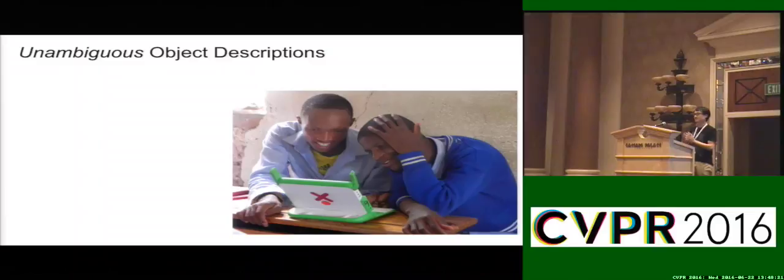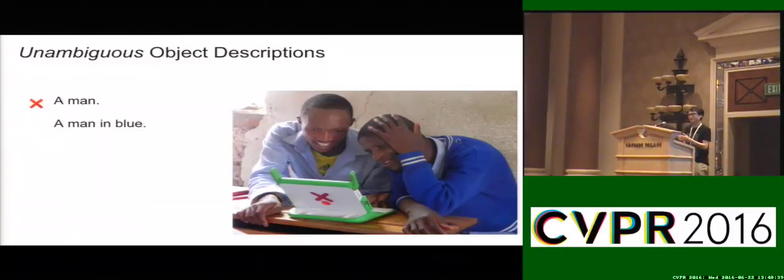Okay, so let's discuss what is an unambiguous object description. We'll do a very simple test here. I will give you a set of descriptions, and you just need to nod your head if you know which object I'm talking about in the image. Okay, first one, a man. Okay, nobody knows what I'm talking about.